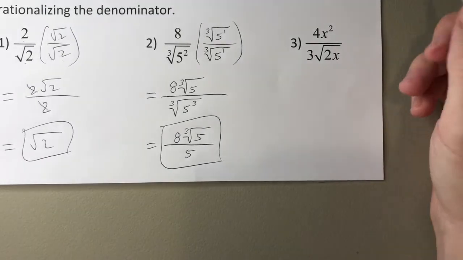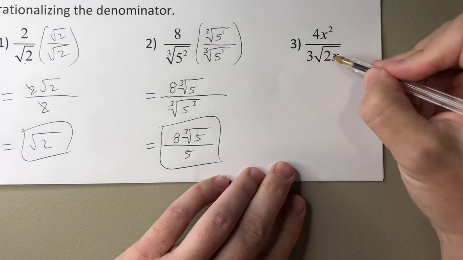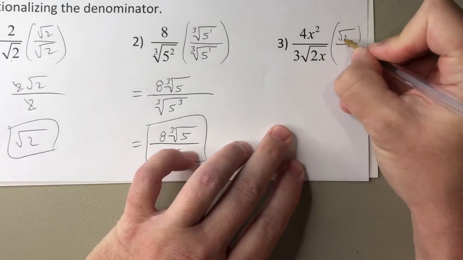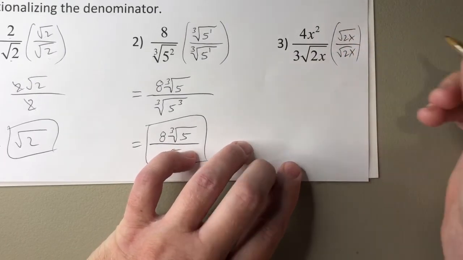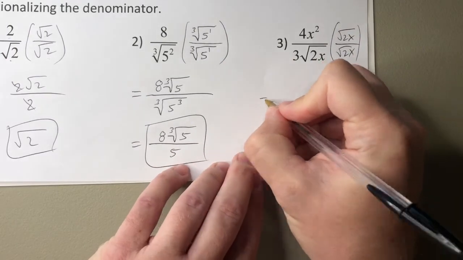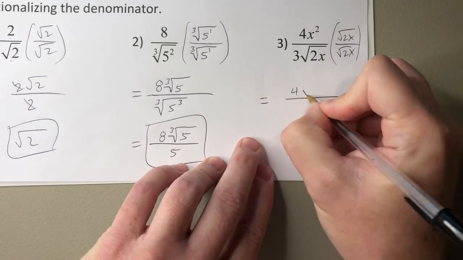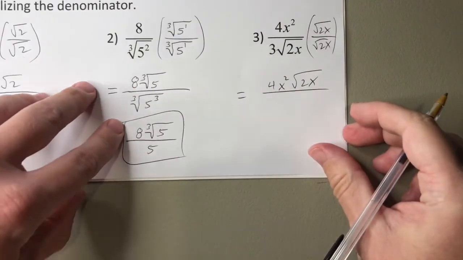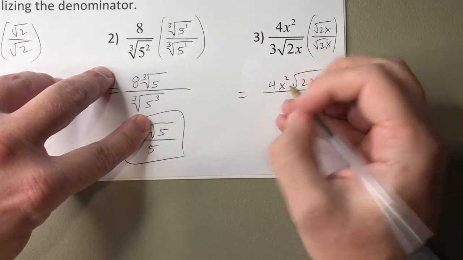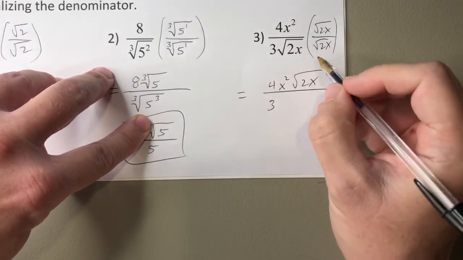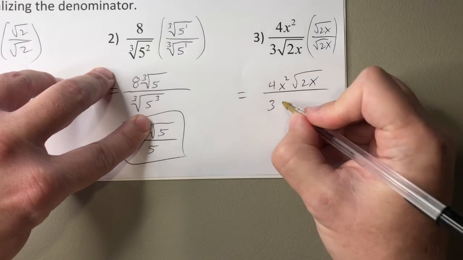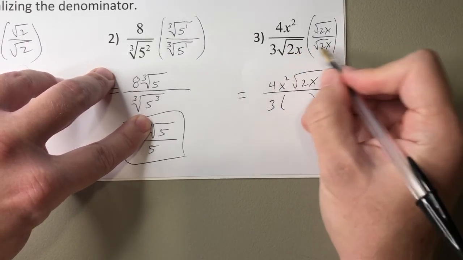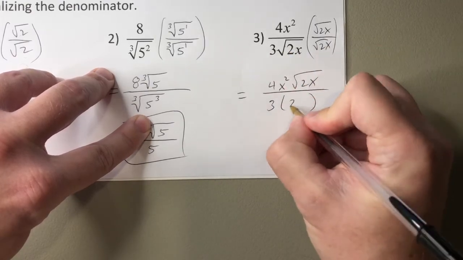All we want to do here in number 3 is get rid of this radical 2x. So just multiply the top and the bottom by radical 2x, and that will accomplish that goal. So here's what we get. We get 4x squared times the square root of 2x. And then in the denominator, we get what? 3 times radical 2x times radical 2x. They're identical. It's a square root, so you just get 2x.